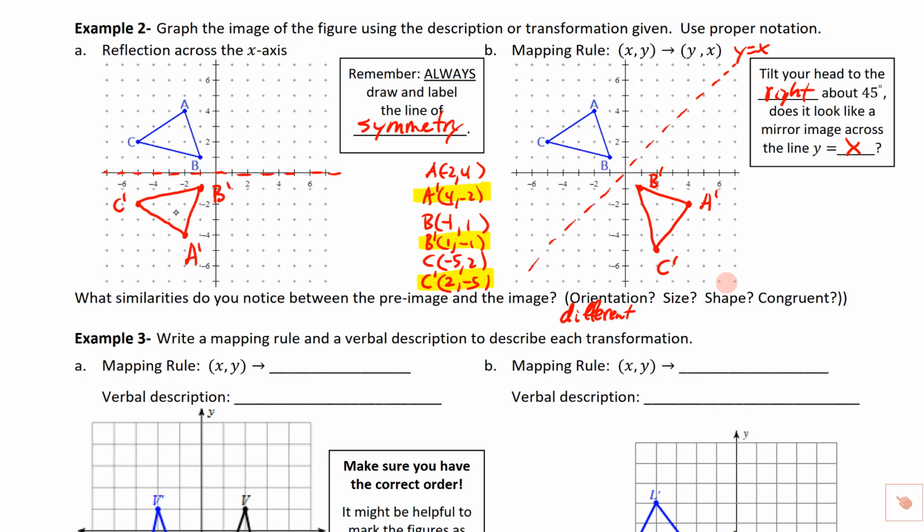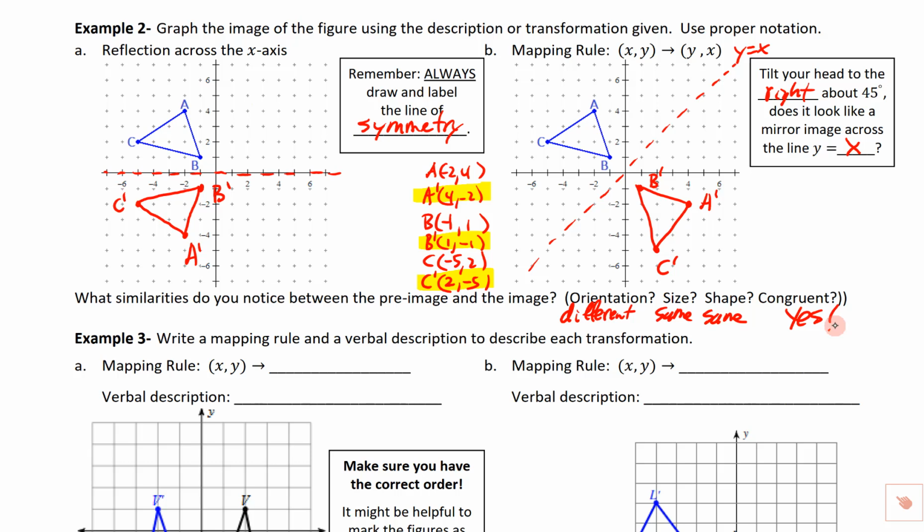As far as the size goes, they're each the same size. So I'm going to put same here. And then as far as the shape goes, well, the shape is still the same. It's just flipped over. So this one was this triangle up here. We flipped it over down here. It's not like they're different triangles. They're still the same size and they're still the same shape. So on this one, yes, definitely they are still congruent. Even though they're oriented differently, the point here is they're congruent as long as they have the same size and the same shape.